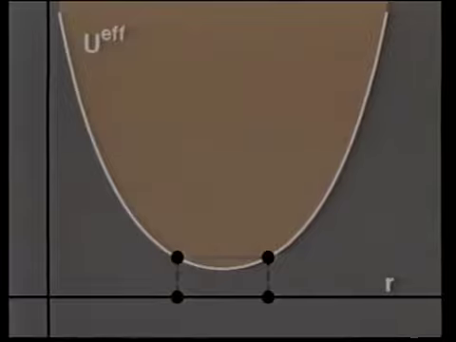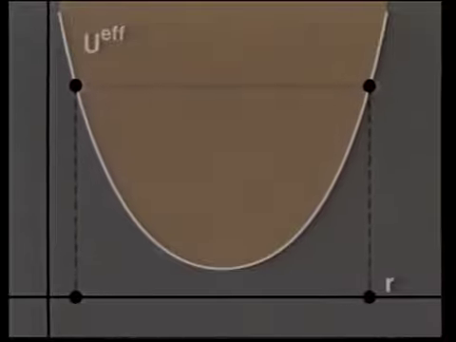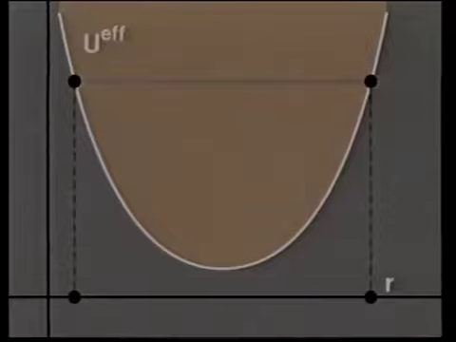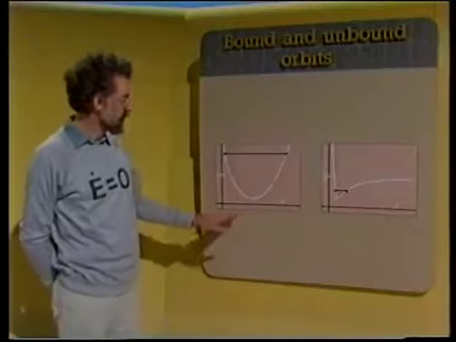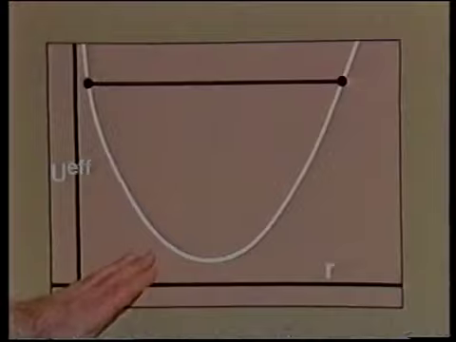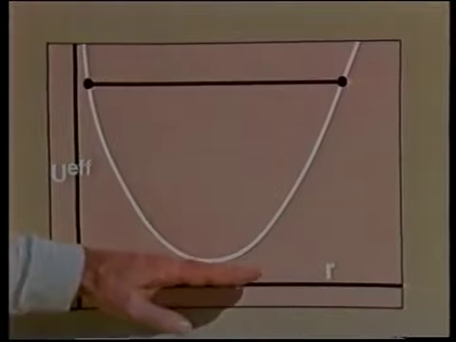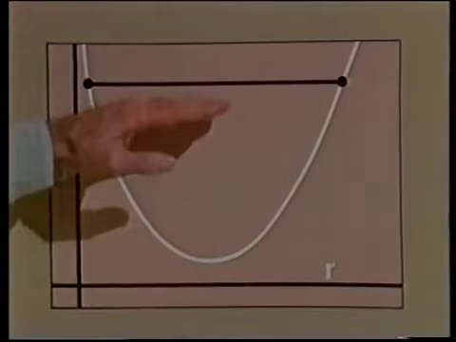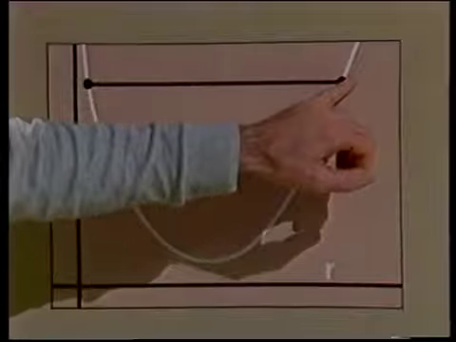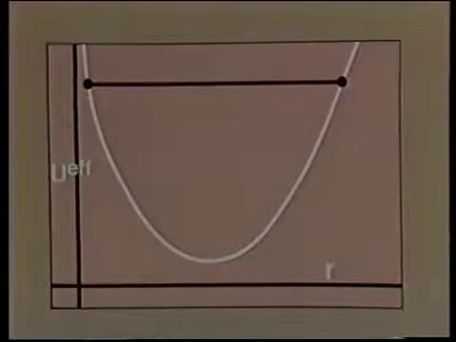But what happens if I change the total energy? Well, that just changes how high up the energy line is. And all that affects is the position of the turning points. For graphs of U effective like this, provided the total energy is above this minimum value, there are always two turning points. And so there are always two bounding circles for the path of the particle. In this case, we say that the path of the particle is bound.